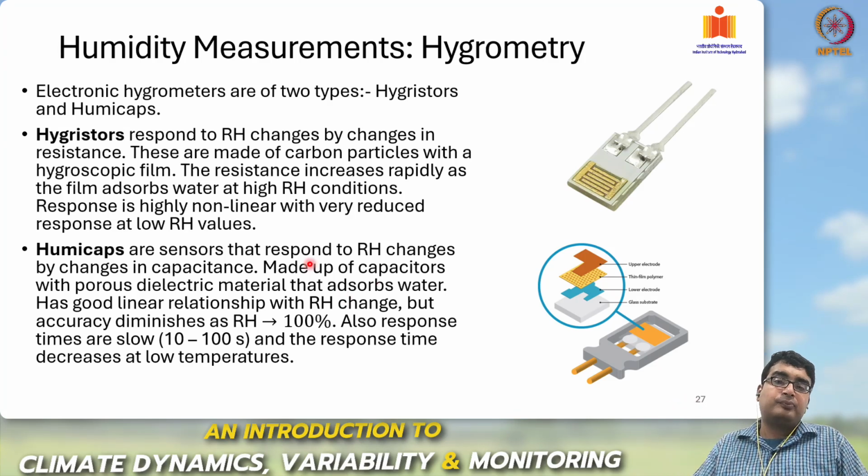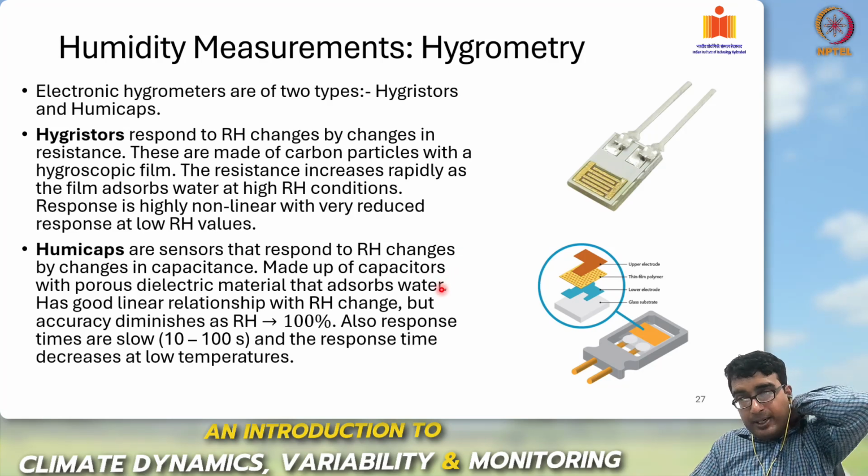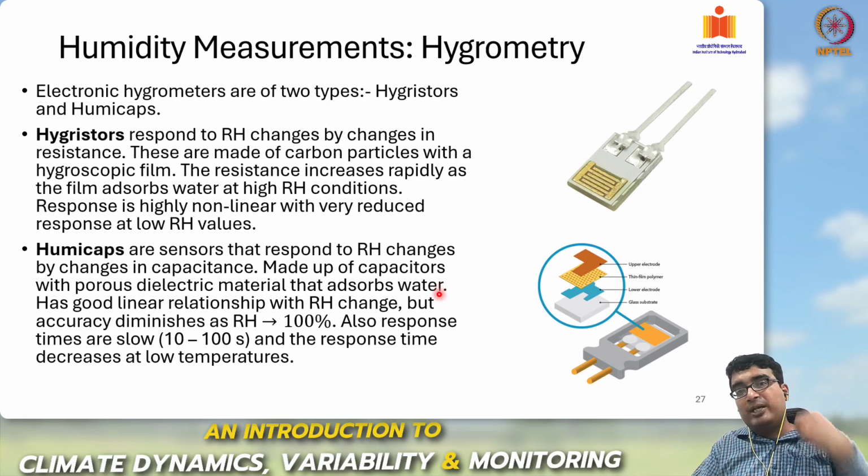All right. So we will stop here. We will look at another method of measuring humidity through temperature measurements, which is called hygrometry, and then we will go to the next set of climatic parameters in the next class.